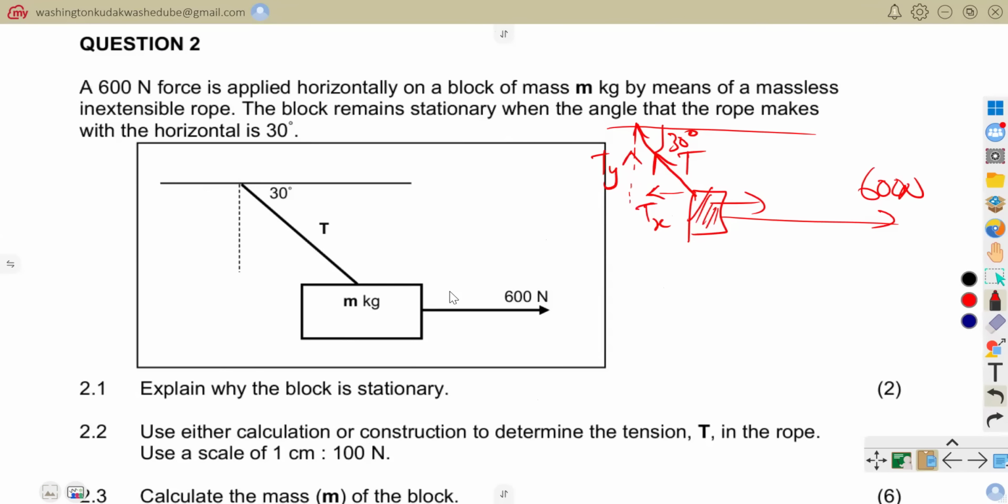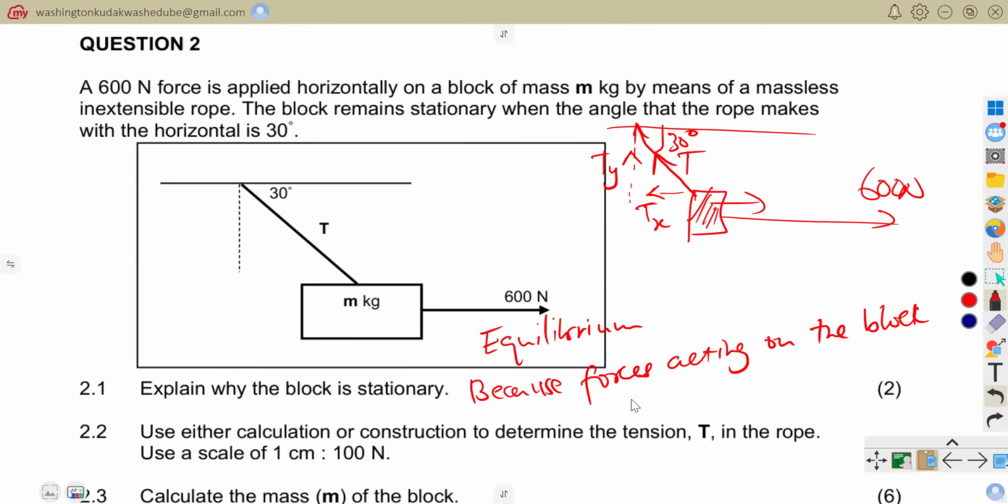Now, let's see what they are telling us, or what is it that they expect us to do there. Explain why the block is stationary. Why is the block stationary? It simply means that whenever something is stationary, there is equilibrium. The block is stationary because forces acting on the block are in equilibrium.